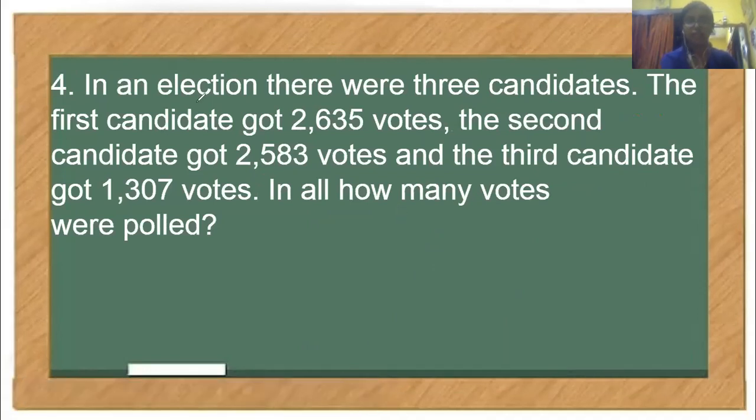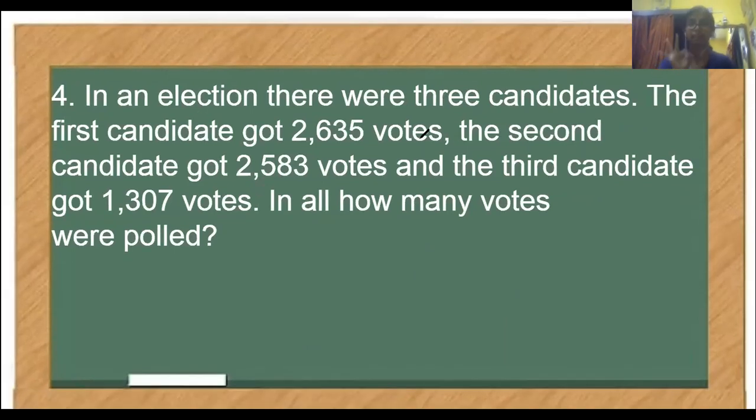In an election, एक election में there were 3 candidates. How many candidates? 3 candidate थे. मतलब election जो लड़ने वाले थे, ऐसे 3 लोग थे, 3 participants थे.